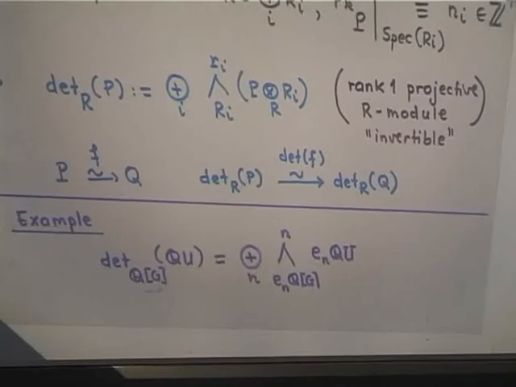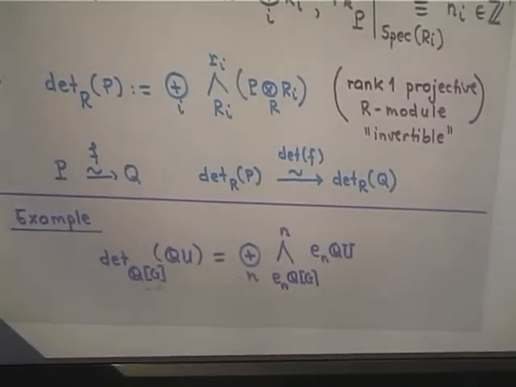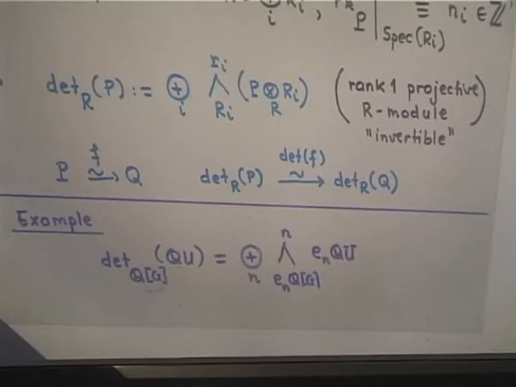All right? An example, which is relevant to our situation here. Please recall that I have this decomposition of QU into eigenspaces, and the dimension of each eigenspace, En QU, is precisely n. So if you think of the ring R as being Q bracket G, well, Q bracket G is a sum of fields, so everybody is projective over that. In particular, QU is projective, so it makes sense to take the determinant. Well, the determinant is precisely the sum over all n of the nth exterior power over En Q bracket G of En QU.